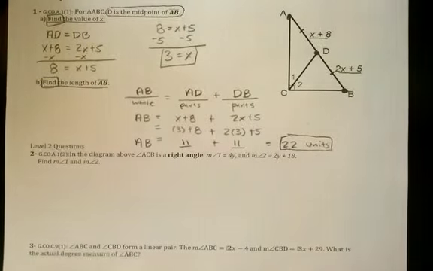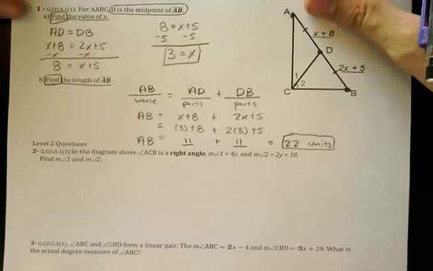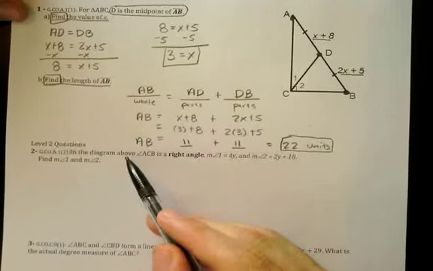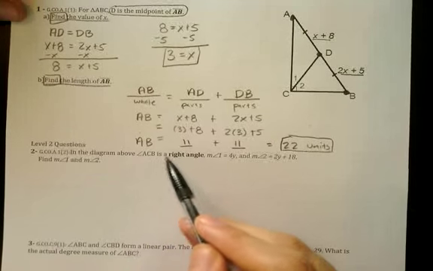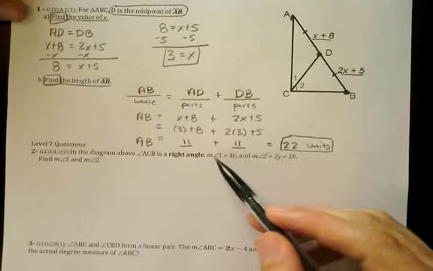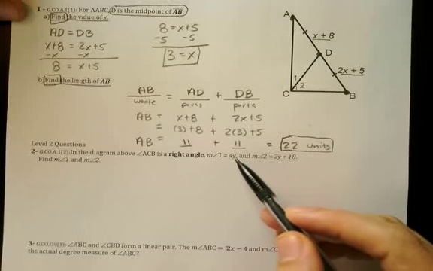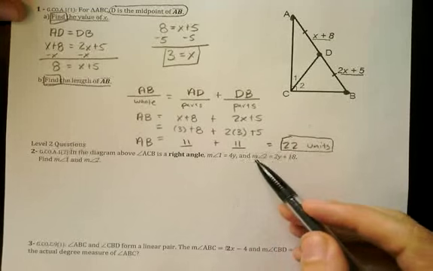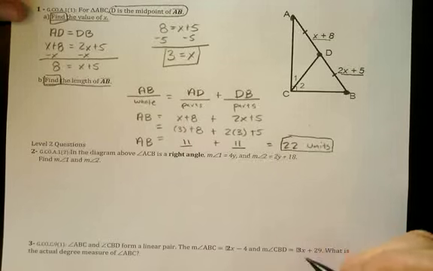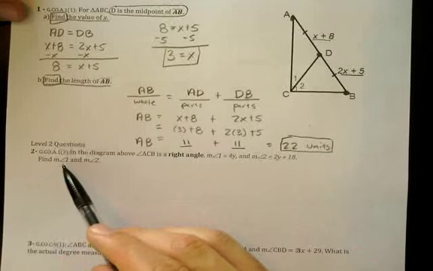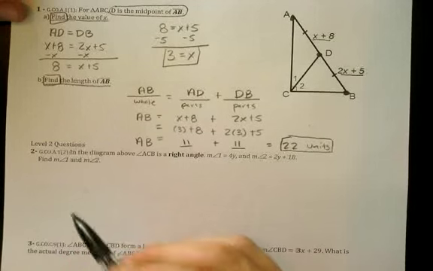Question number 2 says, in the diagram above, angle ACB is a right angle. The measure of angle 1 is equal to 4y, and the measure of angle 2 is equal to 2y plus 18. Find the measure of angle 1 and of angle 2.